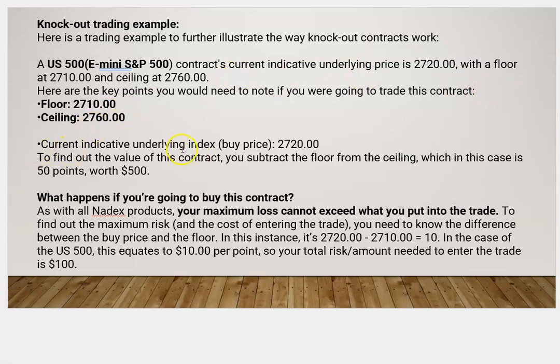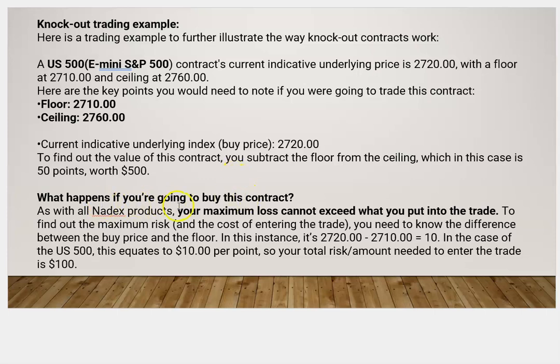The current indicative underlying index buying price is once again 27.20. To find out the value of this contract, you subtract the floor from the ceiling, which in this case is 50 points, or it's worth $500. So if you convert it over in terms of a dollar amount, you can see that this total window is $500. Once again, remember, we're trading in between that. I'm not shooting for $500. I'm not shooting even for $400. So we're trading little chunks out of the middle of it.